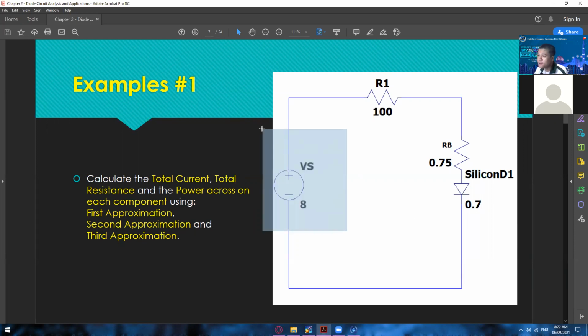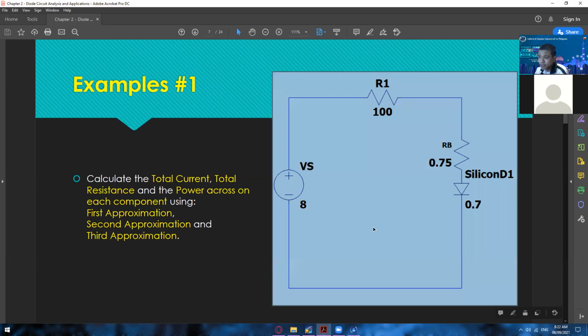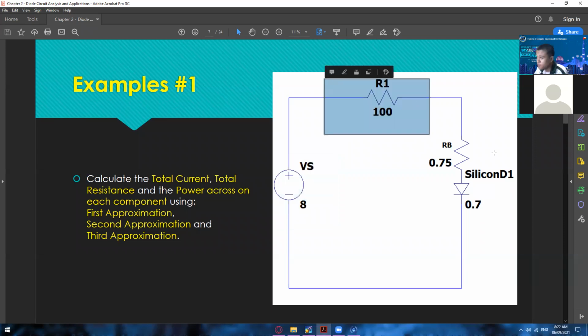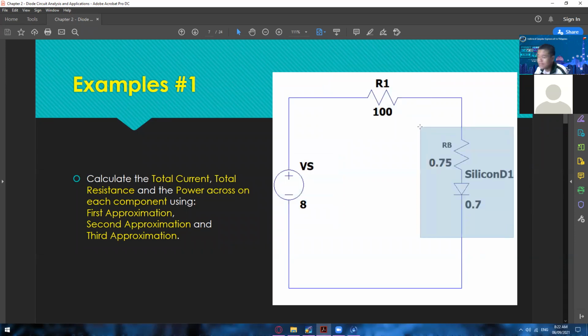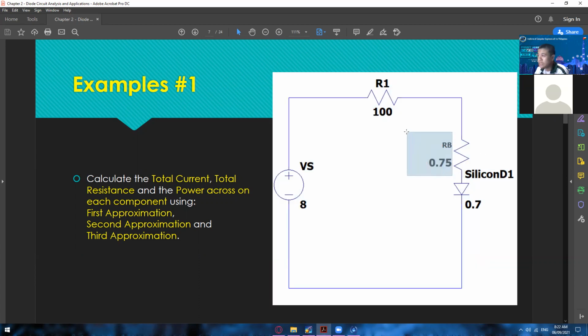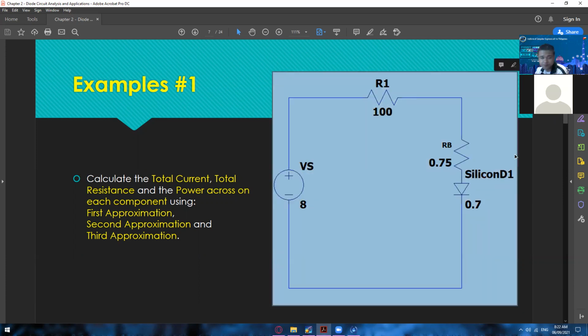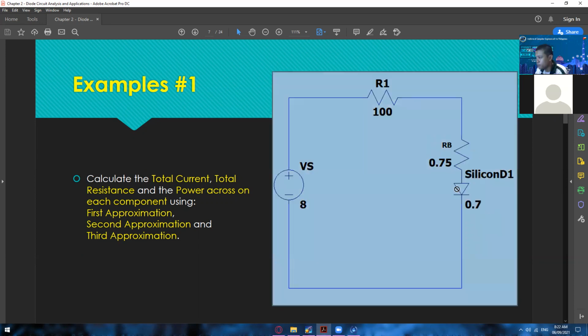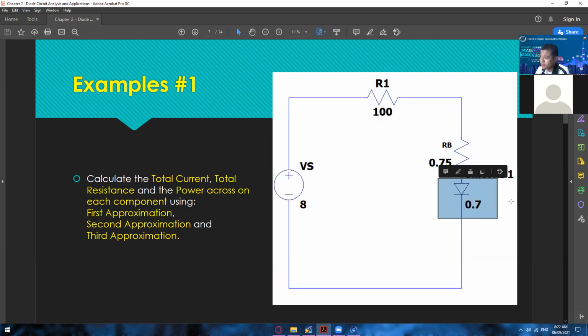Okay, so in this circuit, we just have a super simple series circuit. We have a voltage source of 8 volts, a 100 ohm resistance, and then the diode itself, which has a bulk resistance of 0.75 ohm. We already know that we're going to neglect this one since it is less than 1 ohm. So in other words, we just have a silicon diode which has a threshold voltage of 0.7 volts.